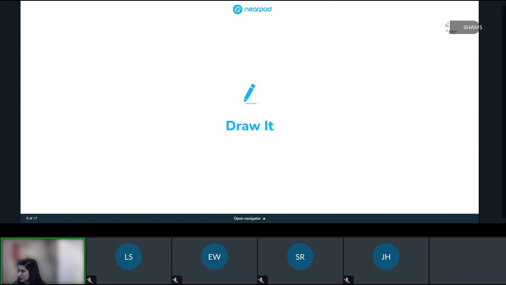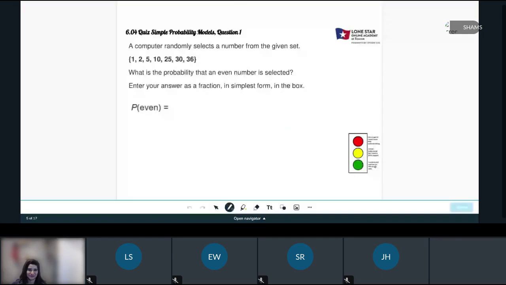Question 1, variety 3 is right here. So again, a computer randomly selects a number from the given set. What is the probability that an even number is selected? So let's see. 2 is even, 10 is even, 30 is even, and 36 is even.